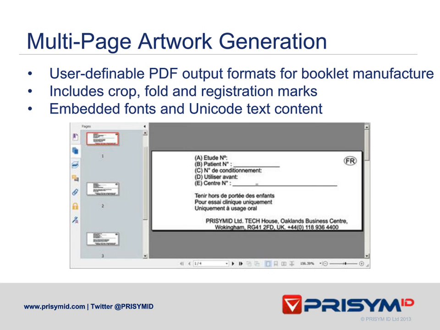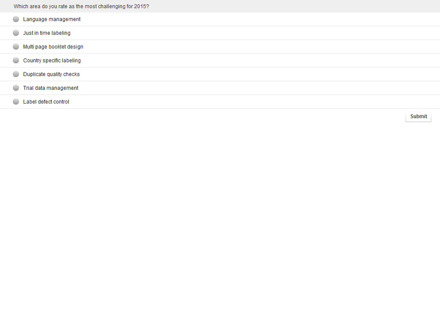So we've just got a short poll question for you now. I heard Vince and Craig talking about several challenges facing clinical trials companies. So the question that we're going to pose to you now is, which area do you rate as the most challenging for 2015? So you'll see a number of options on the screen in front of you, and if you just select which one you feel is the most challenging, you may well need to scroll down on your screen a little bit to see the full range of options, and then at the bottom of the screen you should see a submit button.